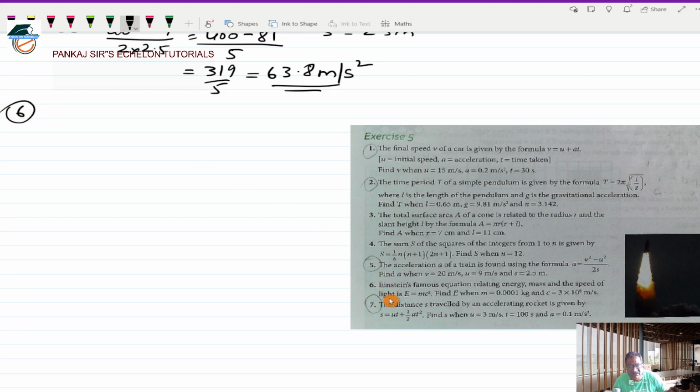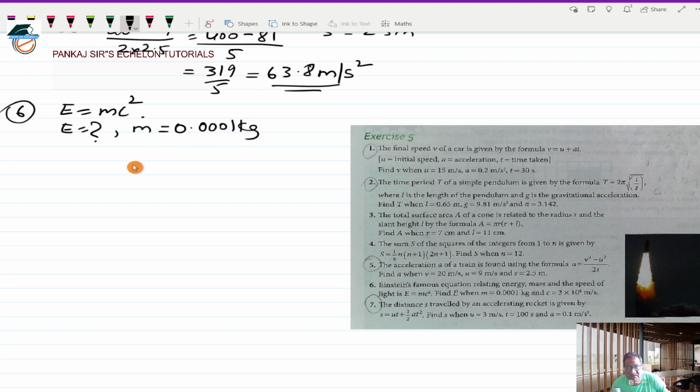Question 6 says that Einstein's famous equation relating energy, mass, and the speed of light is given by this formula, E equal to mc square. This is the famous Einstein's formula relating mass and energy. Now find E.